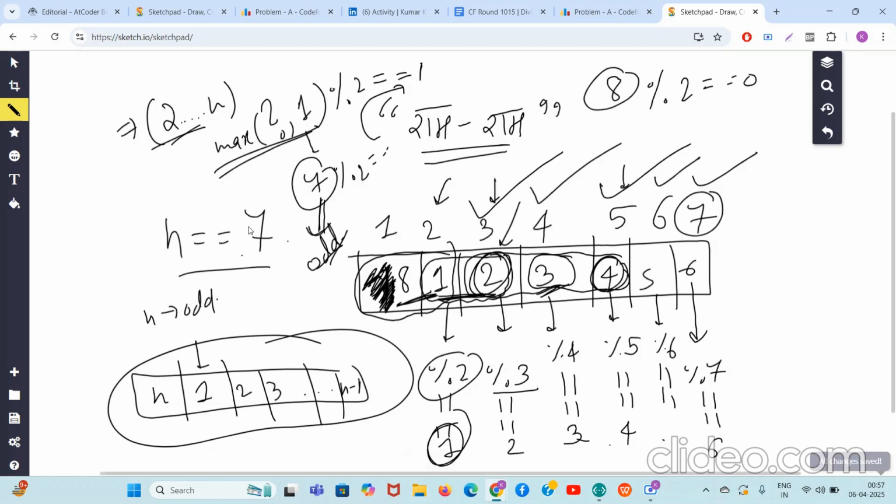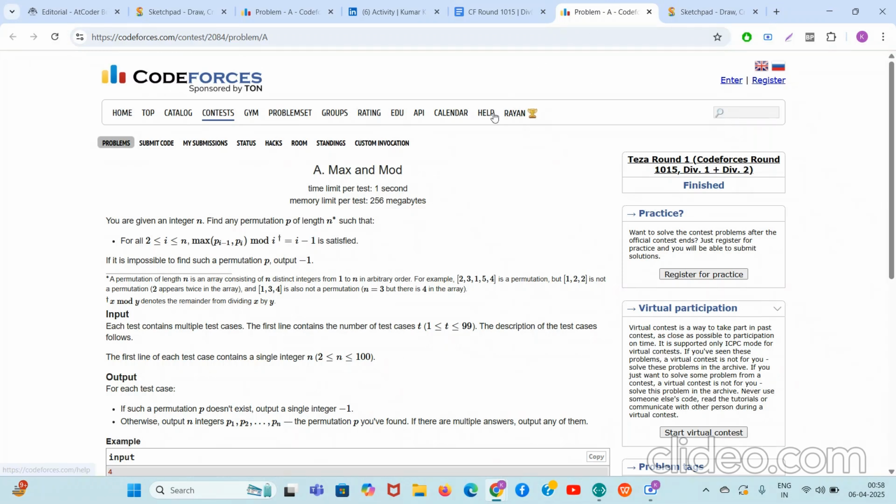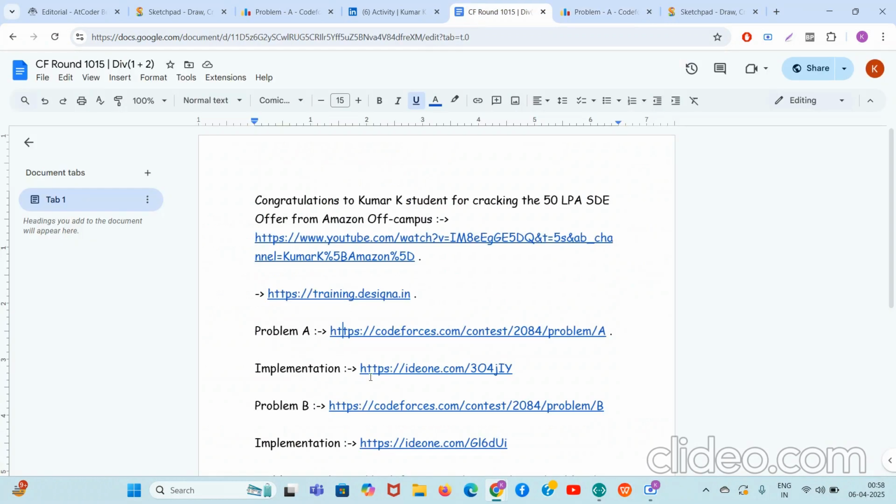So you can understand this condition as deeply as you want: for all the indices from 2 to n, make sure that the maximum of the current number and the previous number, when you take its modulo i, should satisfy i minus 1. So let's go through the implementation, lovely people. The implementation is here for you.